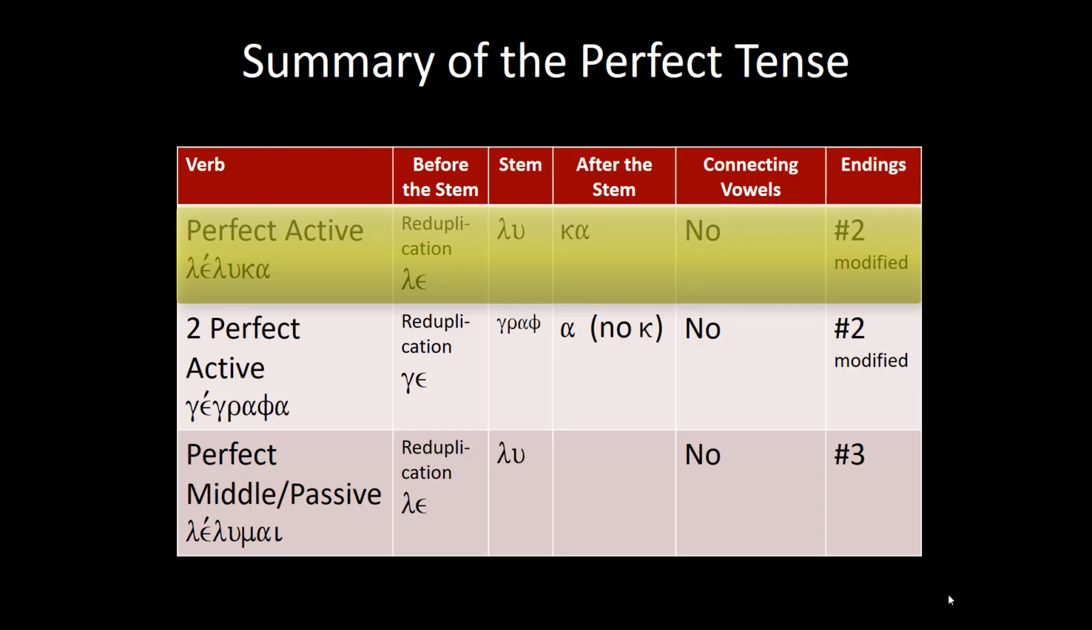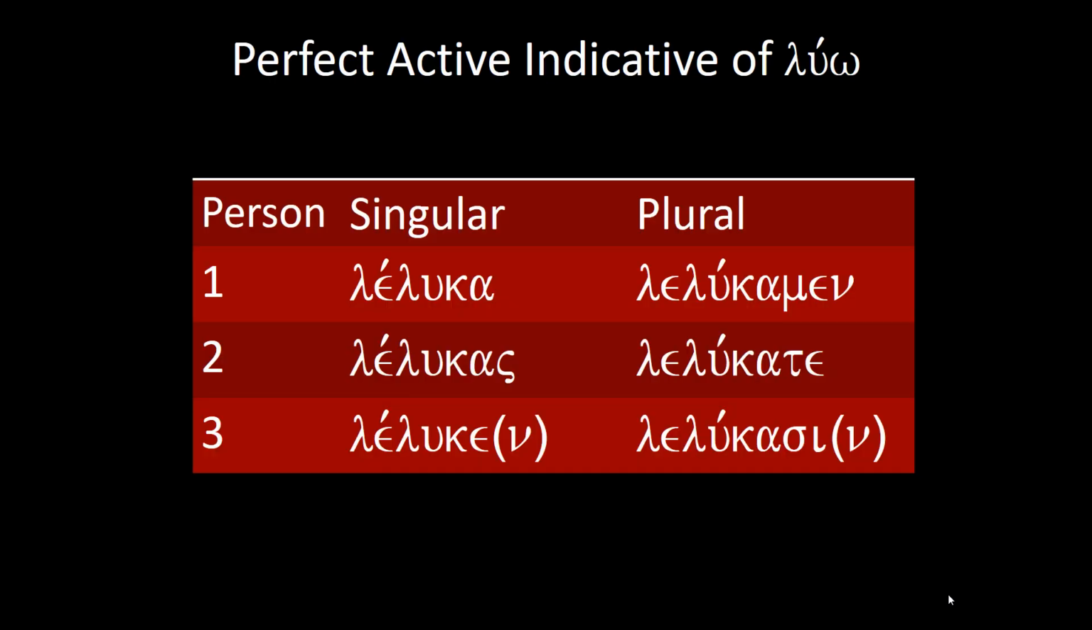We've got reduplication, le, then we've got kappa alpha after the verb stem, and then we're going to use the number 2 endings modified just a little bit. So this is what the perfect active form looks like. Leluka, lelukas, leluke, lelukamen, lelukate, lelukasi. So we've got reduplication at front, kappa alpha after the verb stem, reduplication, kappa alpha, perfect.